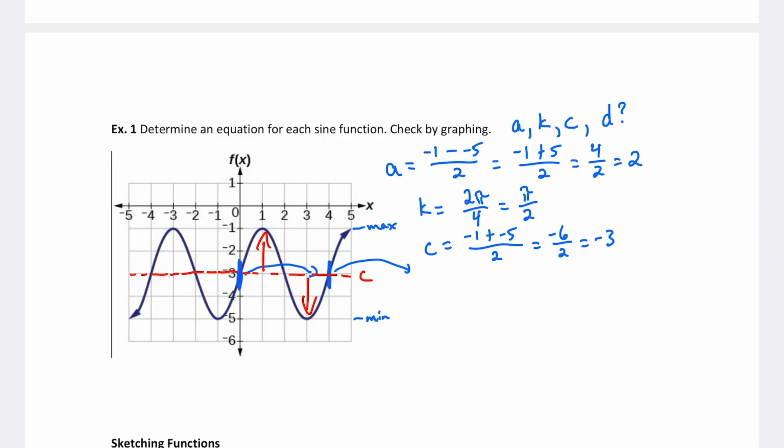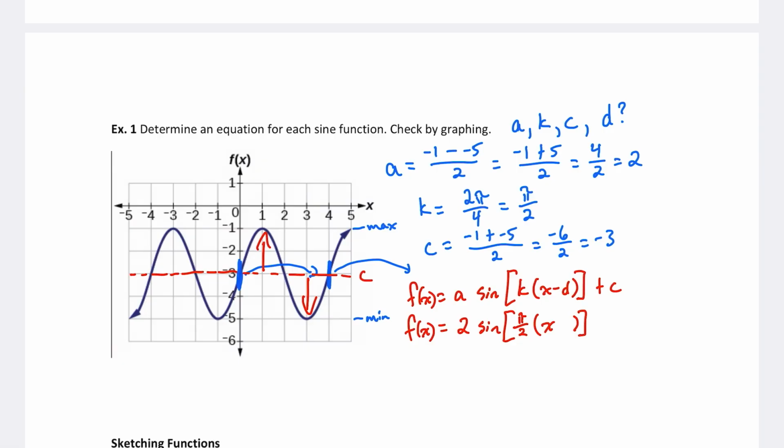All right, now the tricky part, the D value. So if I were to call this a sine graph, now remember we got y equals a sine bracket k x minus d bracket plus c. So we're going to write down y equals, I guess I should be using f of x. So let's use f of x. f of x equals a, which we said is 2, sine. Our k value we said was pi over 2, bracket, x, and then I'm going to leave that last bit there for now. And then plus c, which is plus -3, so I'll write -3.